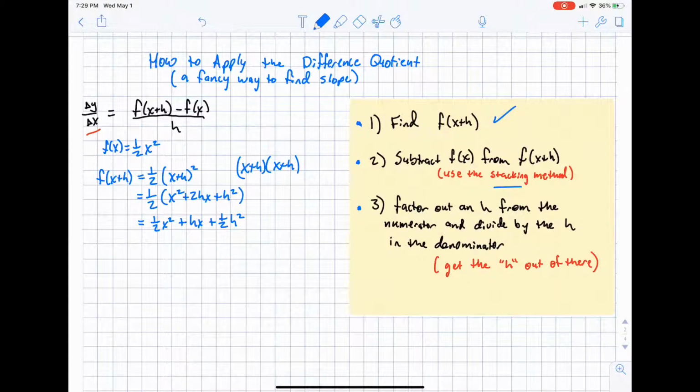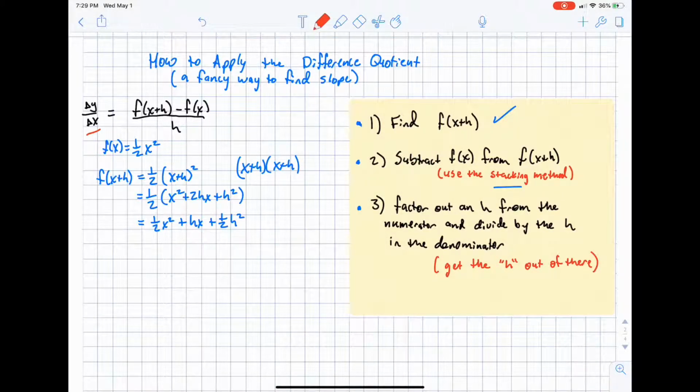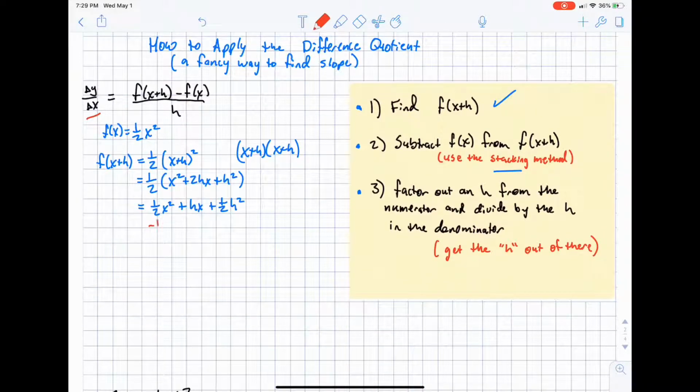So I've taken care of that first step. I've found f of x plus h. So now the second step is I'm going to take my original function and I'm going to subtract it from f of x plus h. So my original function was 1/2 x squared. So I'm going to stack that so that it matches up with the like terms. Okay, when I subtract that, this term cancels out with that term, and I'm left with hx plus 1/2 h squared. So what have I just done? I've found the numerator of my difference quotient.